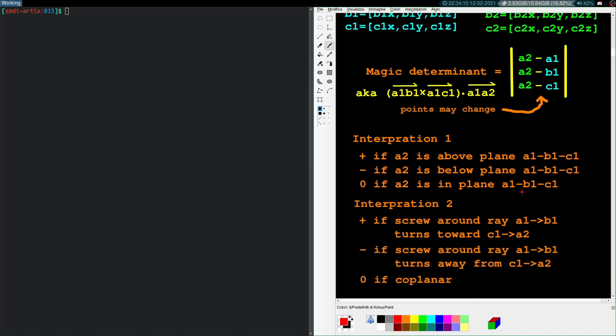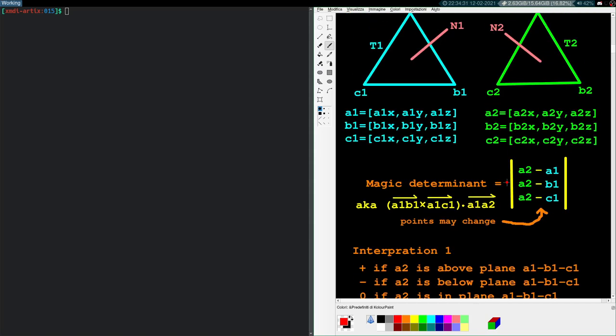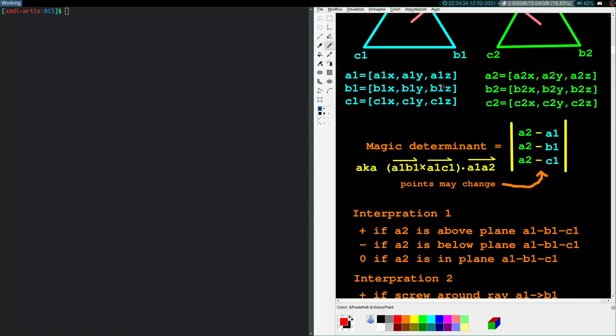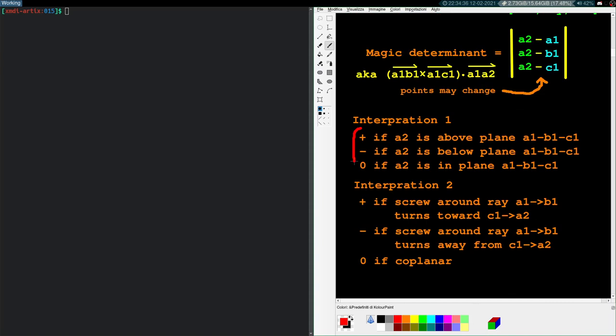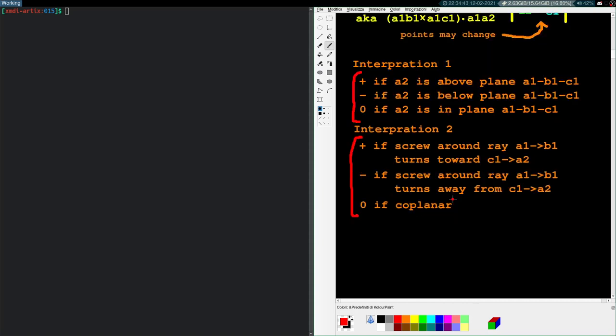The other interpretation, which is harder to understand but equally relevant, is that this determinant would be positive if the screw around ray A1 to B1 turns toward ray C1 to A2. Negative if it turns the other way, and zero again if you're coplanar and there's nothing to talk about. So if that doesn't make sense, don't worry. The first one should make sense. That's the one that matters more. This one is sort of the extra credit. If that makes sense, that's great as well.